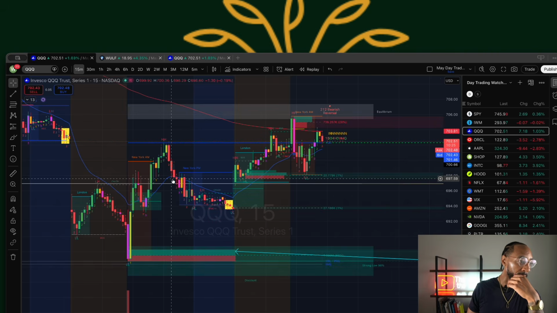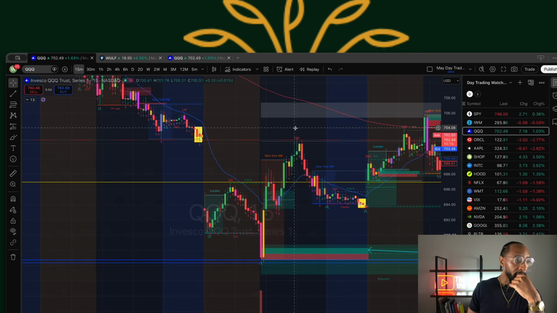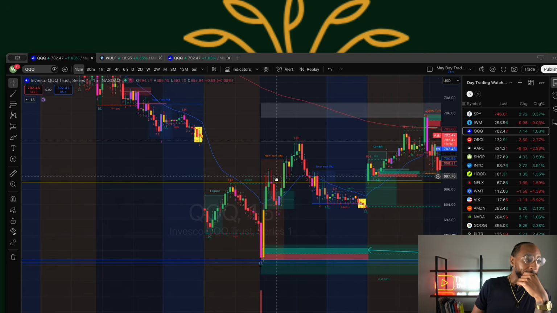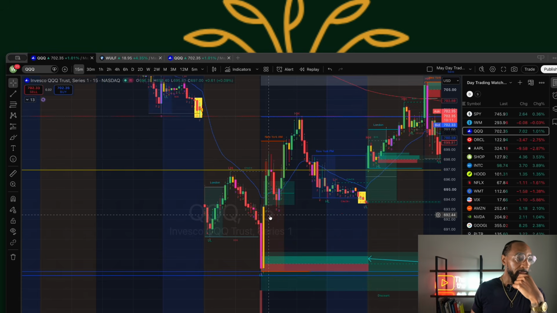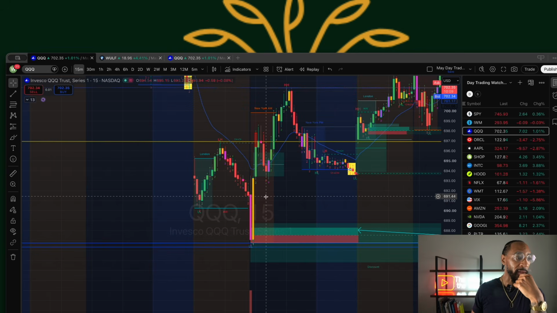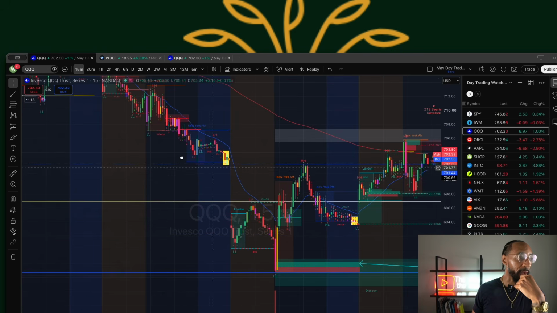There wasn't a lot here, right? But let's go to where we've already seen it, right? So right here, this is the previous day. So this is on Friday. So Friday, the market opens, right? The market opens down here and it pushes up. Okay. It pushes up and it fills this gap.